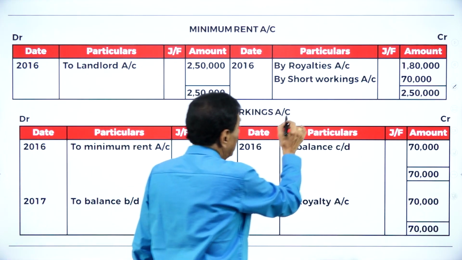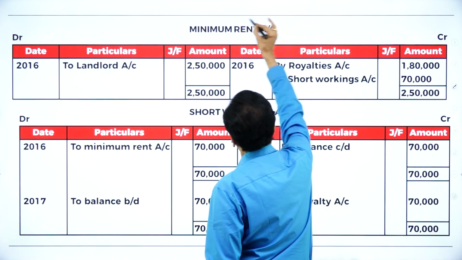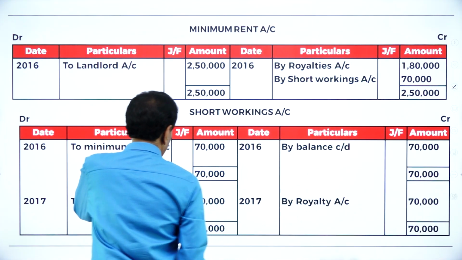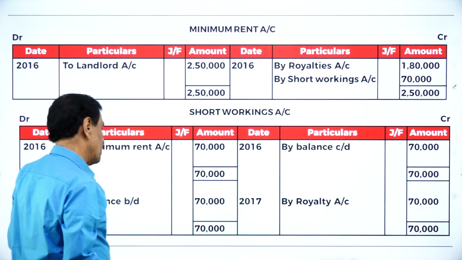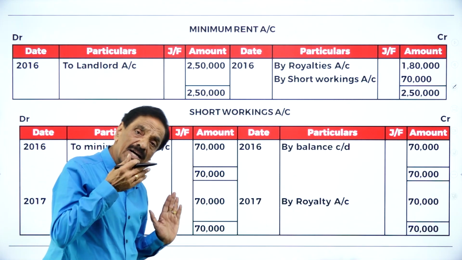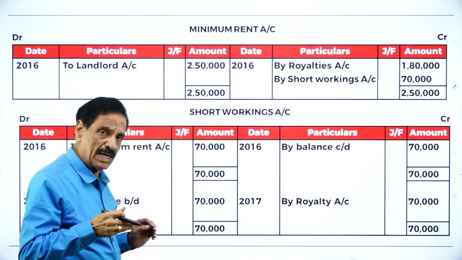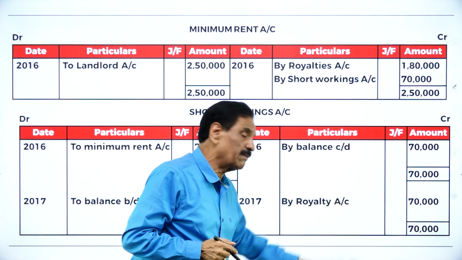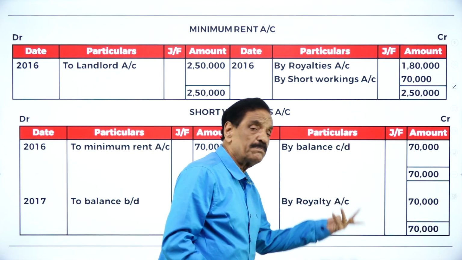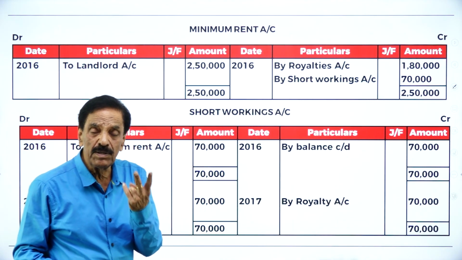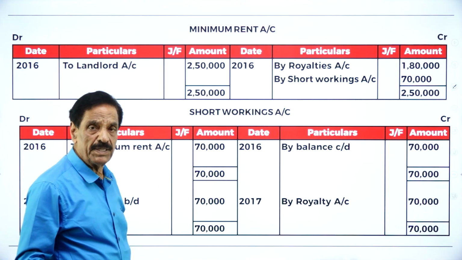Come back to short working. First year, what's the entry here? Short working account debit to minimum rent. To minimum rent, how much? 70,000 by balance carried down. Second year, brought down 70,000. Here the royalties are more. We recovered from the royalty. Then how much did you recover? 70,000. It is recovered. First year shortage, brought down here, it has been recovered. How many years time is given? 2 years. In the second year, it has been recovered.